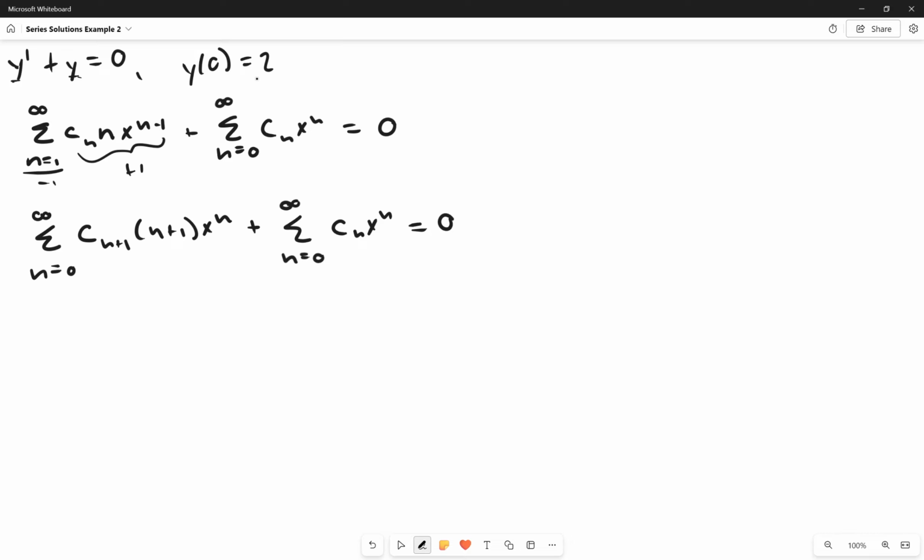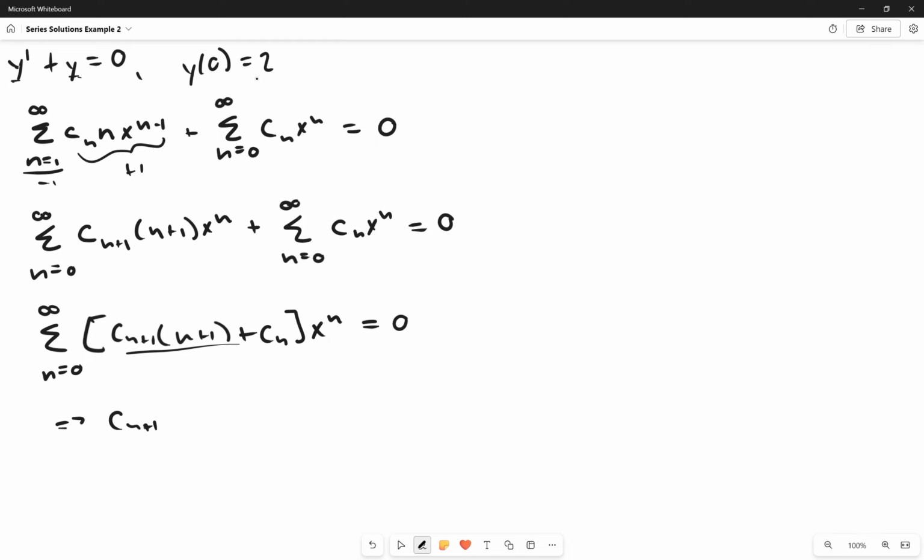So I'm going to write this as a single infinite series, and I'm going to pull out the x to the nth power in the same step. So this is all still equal to 0. And in order for this statement to be true, the implication is that everything inside the sum here has to be equal to 0.